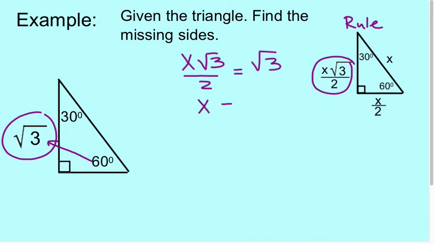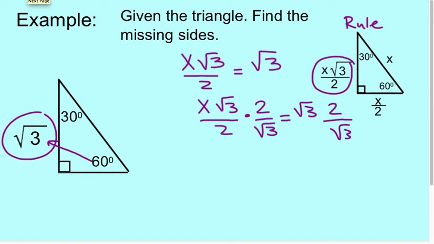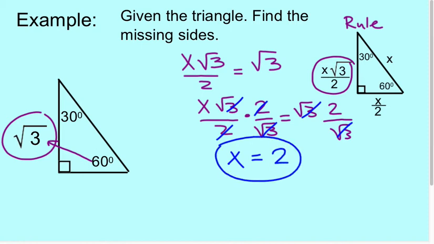So what we're going to do is multiply both sides by the reciprocal of square root of 3 over 2. So square root of 3 over 2, we reciprocate it as 2 over the square root of 3. And we're going to do this to both sides. So then the square root of 3's will cancel, the 2's will cancel, and we're left with x on the left. And then on the right, these square roots of 3's will cancel, and we have 2. So now we know what x is. x equals 2. So we can go ahead and find the other two sides.